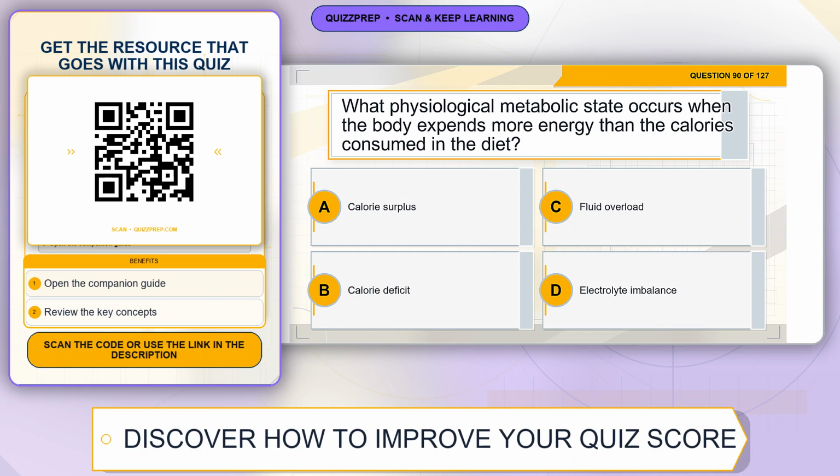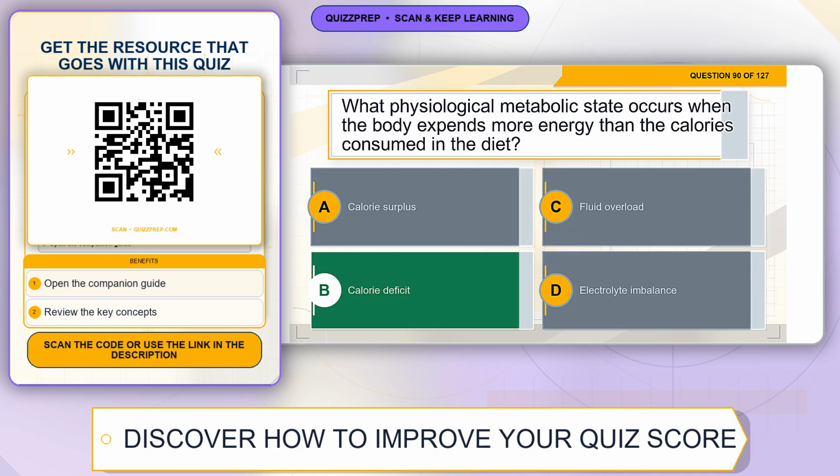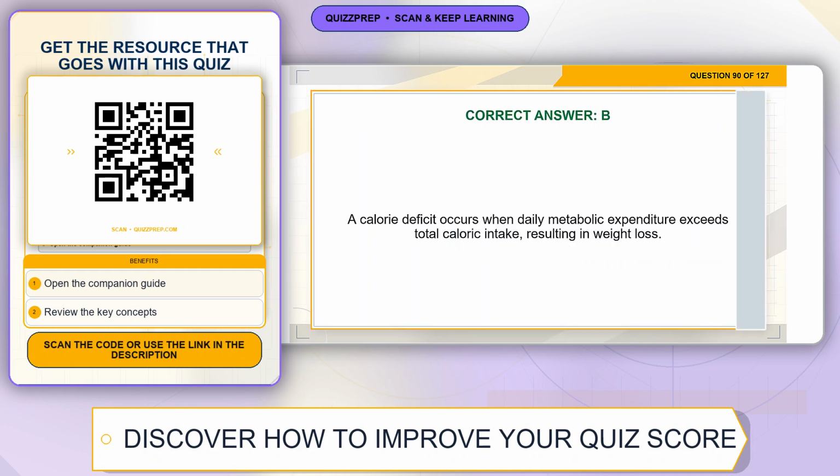Question 90. What physiological metabolic state occurs when the body expends more energy than the calories consumed in the diet? Option A, calorie surplus. Option B, calorie deficit. Option C, fluid overload. Option D, electrolyte imbalance. The correct answer is option B, calorie deficit. Explanation. A calorie deficit occurs when daily metabolic expenditure exceeds total caloric intake, resulting in weight loss.